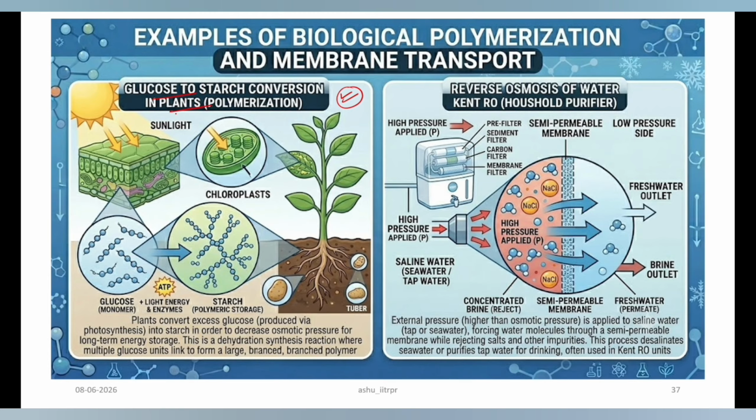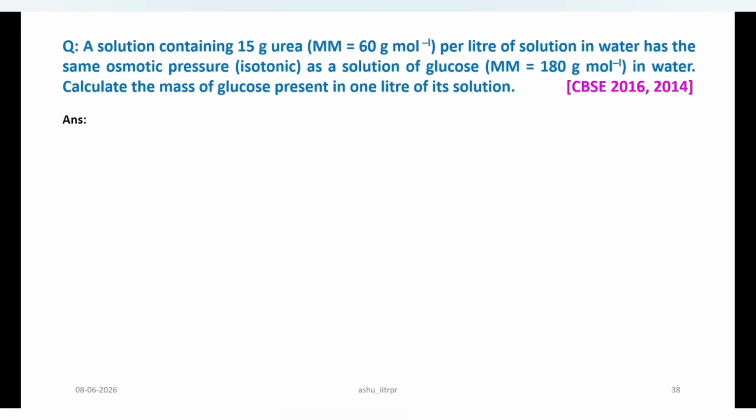In order to prevent the osmotic pressure and water retention. Reverse osmosis, we all know that this membrane restricts the flow of these solutes or any other metal ion, and what we get is only fresh water. So these are the examples of osmotic pressure and osmosis.